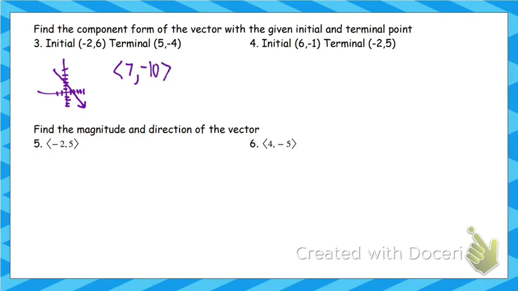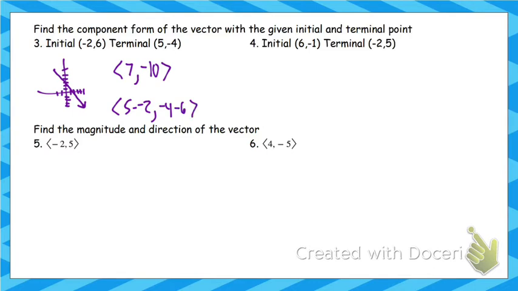Now again, if you want to solve this without the picture, remember we do the terminal minus the initial, the end minus the beginning, because that helps us see the direction. So you could do 5 minus negative 2 and negative 4 minus 6. That's how we can do it algebraically.